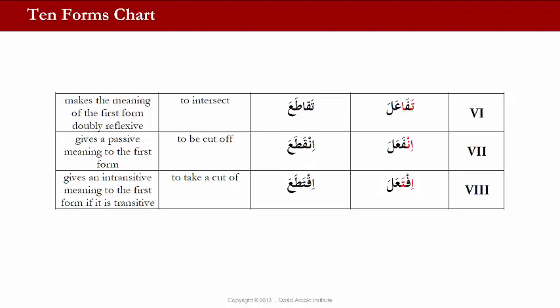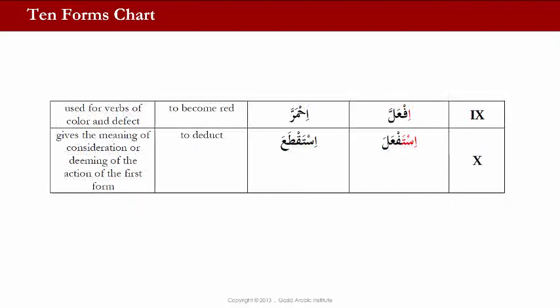Intersecting. Inqata'a, to be cut off, has a passive meaning. Infa'ala has a passive meaning, form 7. Iqtata'a, to take a cut of something. And here, ihmarra, there isn't a form 9 for the root qata'a, but if we look at form 9 in terms of what are called colors and defects, ihmarra, to become red.